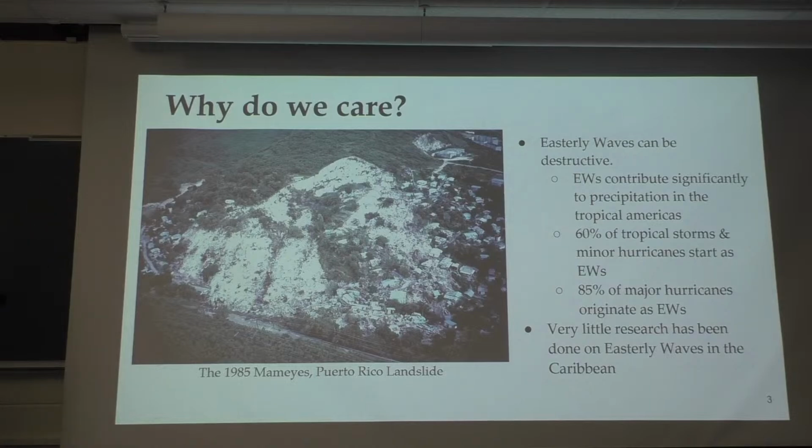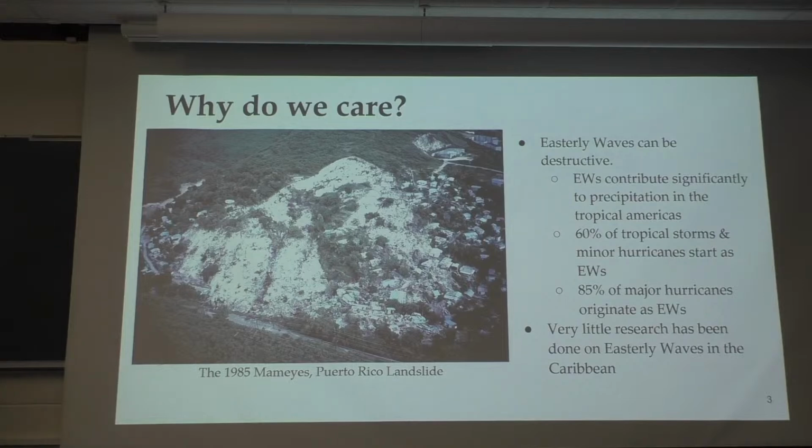Additionally, easterly waves can be destructive long before they evolve into tropical storms or hurricanes, as evidenced by this tragic event on the left. This was a landslide that occurred in Puerto Rico in 1985, tragically killing 130 people. This was the culmination of days of rain from an easterly wave that was stalled over the region before that easterly wave developed into a tropical storm and would later impact Florida. Additionally, easterly waves contribute significantly to overall precipitation within the tropical Americas.